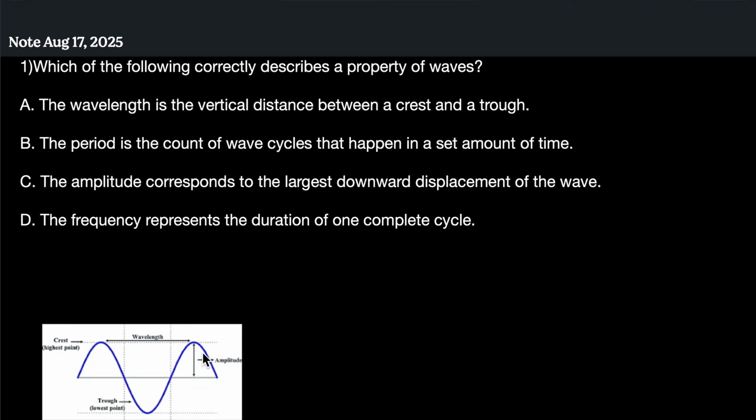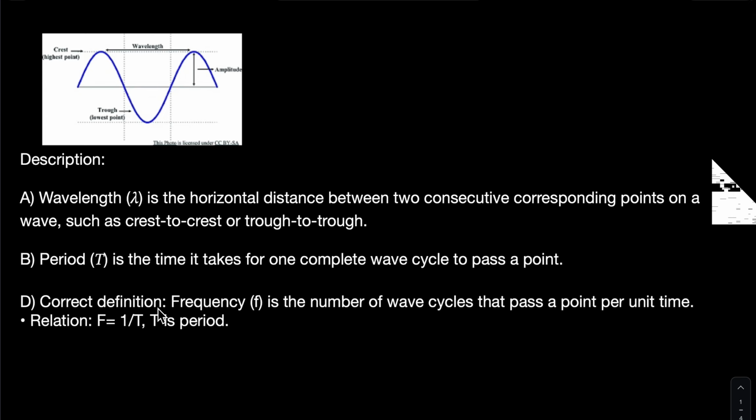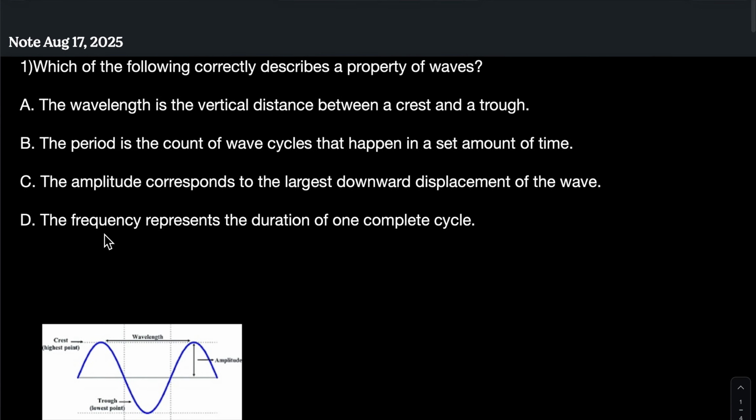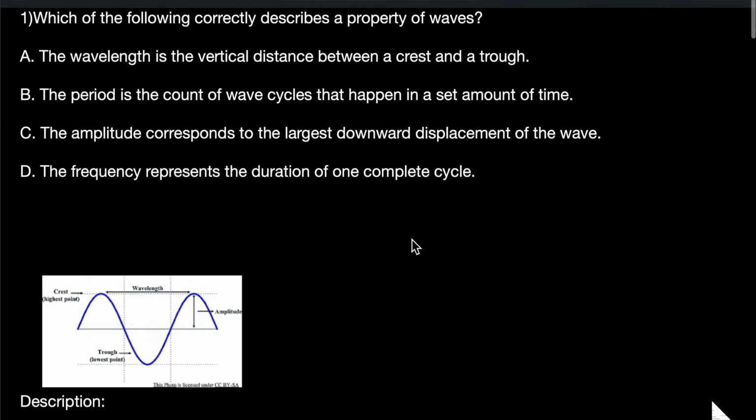D. The frequency represents the duration of one complete cycle. That's not correct, because frequency is the number of wave cycles that pass a point per unit time. And the formula is 1 over T, and T is the period. So number of wave cycles that pass a point per unit time, not the duration of one complete cycle. So D is not correct.